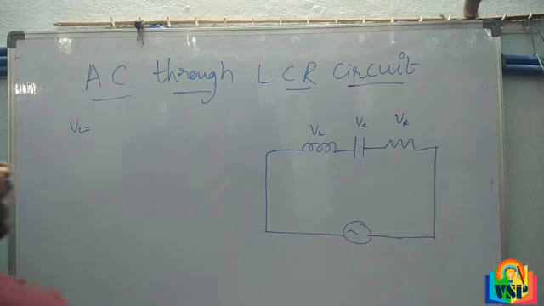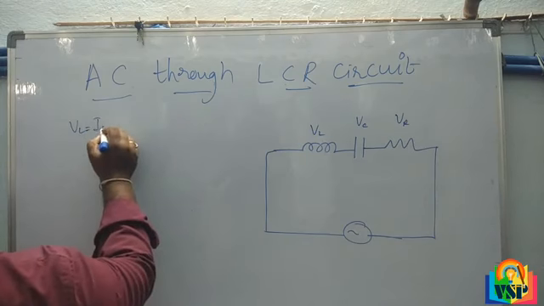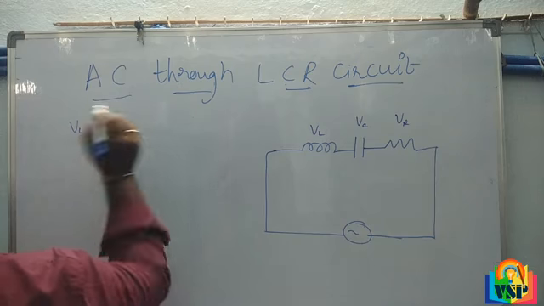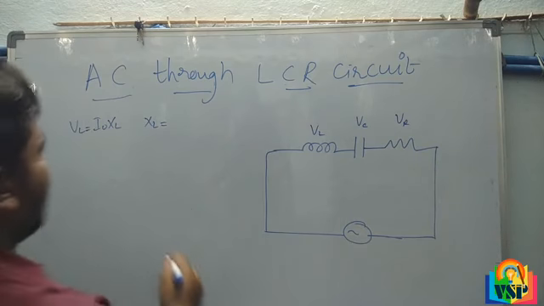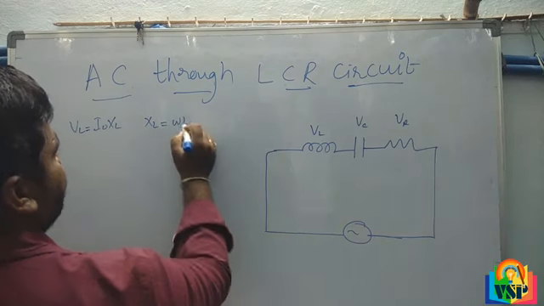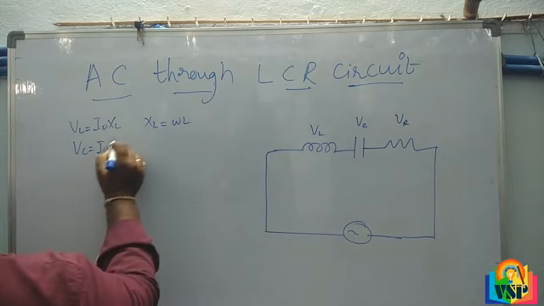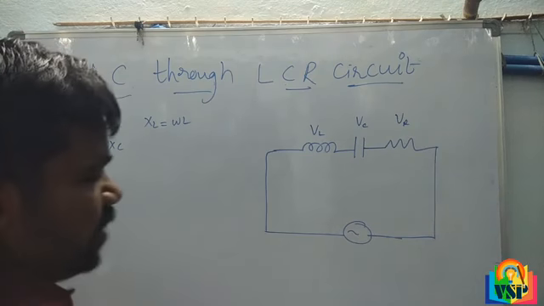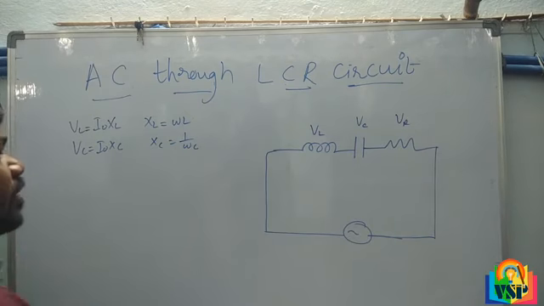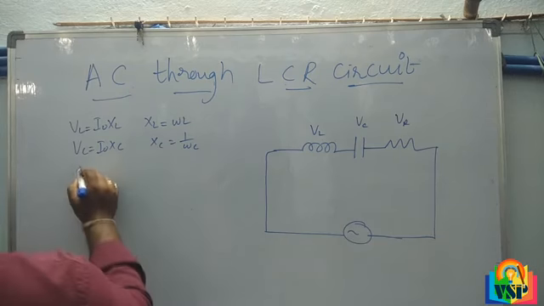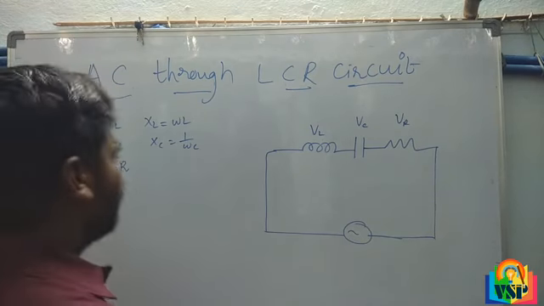What is VL? The voltage across the inductor is equal to I0 XL. What is XL? Inductive reactance, omega L. Next, VC is I0 XC, where XC is capacitive reactance, equal to 1 by omega C. And VR is equal to I0 R. Understand?